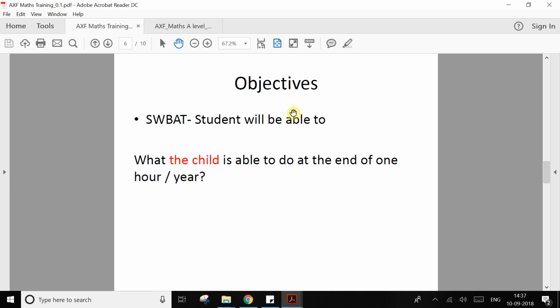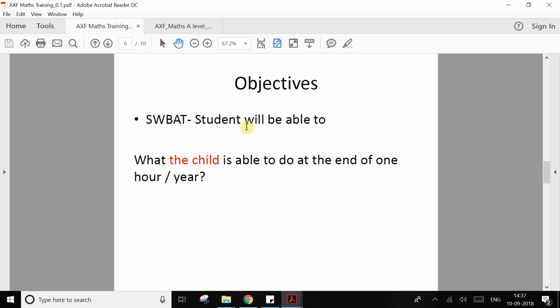In objective oriented teaching, we'll use this acronym. This is the most important thing you need to know, remember and understand to be able to teach maths effectively this year in AXF. SWBAT. SWBAT means student will be able to. So all the concepts in maths are broken down into small objectives. Each objective will be denoted by SWBAT. For example, SWBAT add 2-digit numbers. That means student will be able to add 2-digit numbers.